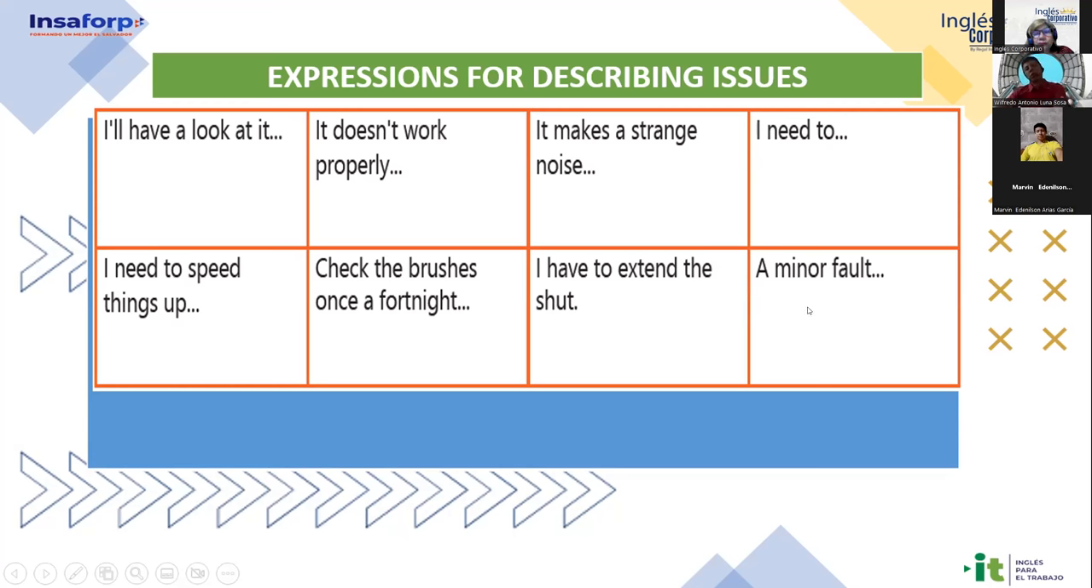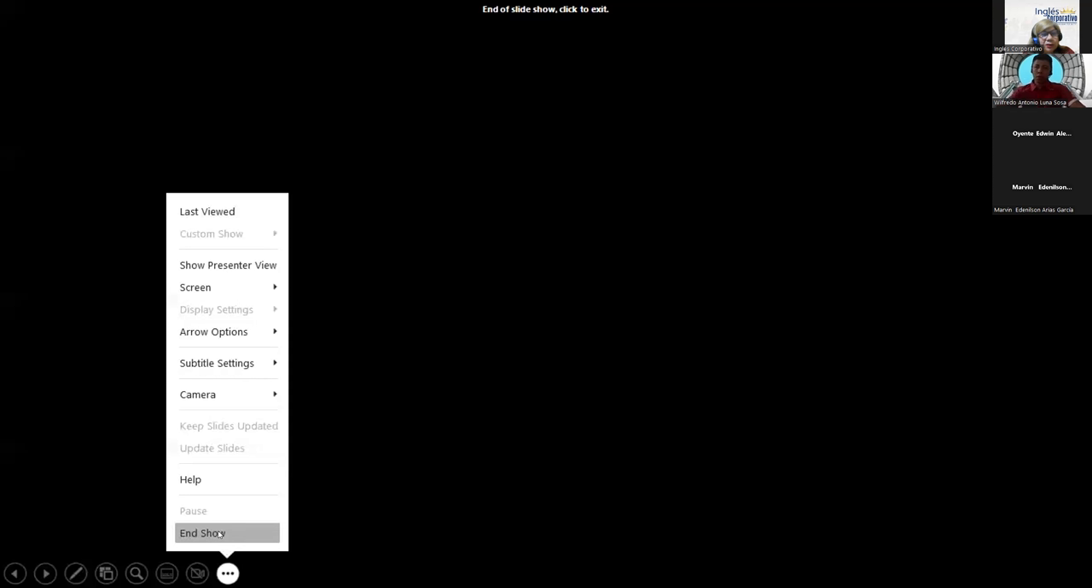An action? An issue? For me, this is more an issue, because an action is not, right? A minor fault. It's an issue. Okay, now we finished the presentation. We are going to go to the book. I always say book, but it's not the book, it's the manual.